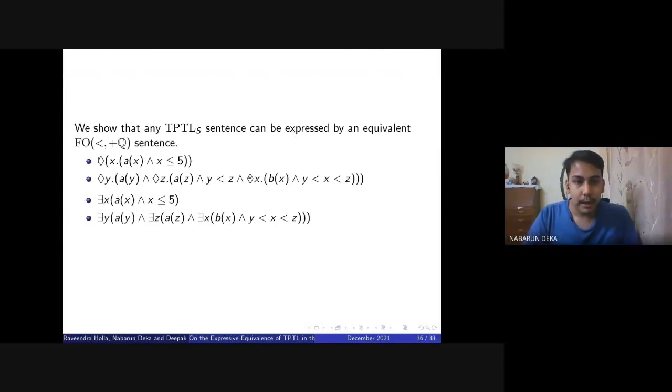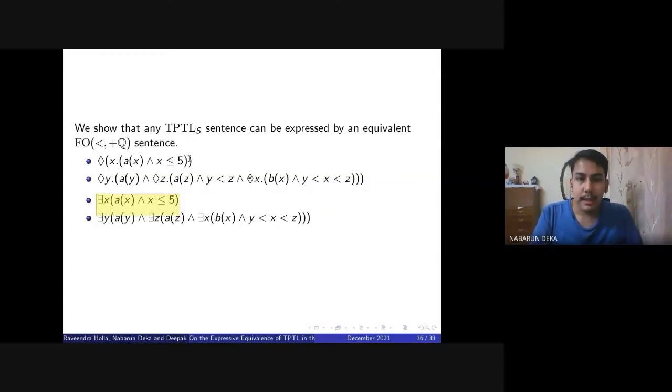Consider this formula. It says it is possibly true, that is, at some future time point x, a of x is true and x is less than or equal to 5. Now this future is from the starting time point 0. The same thing we can express in our FO logic as there exists an x such that a of x and x is less than or equal to 5. It is easy to see that both these sentences express the same language when interpreted in their respective interpretations. Hence, we have a way of translating any TPTL sentence to an equivalent FO sentence and vice versa.